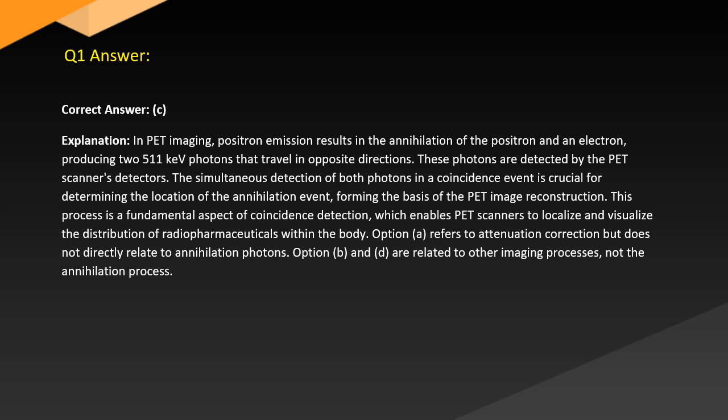A fundamental aspect of coincidence detection, which enables PET scanners to localize and visualize the distribution of radiopharmaceuticals within the body. Option A refers to attenuation correction but does not directly relate to annihilation photons. Options B and D are related to other imaging processes, not the annihilation process.